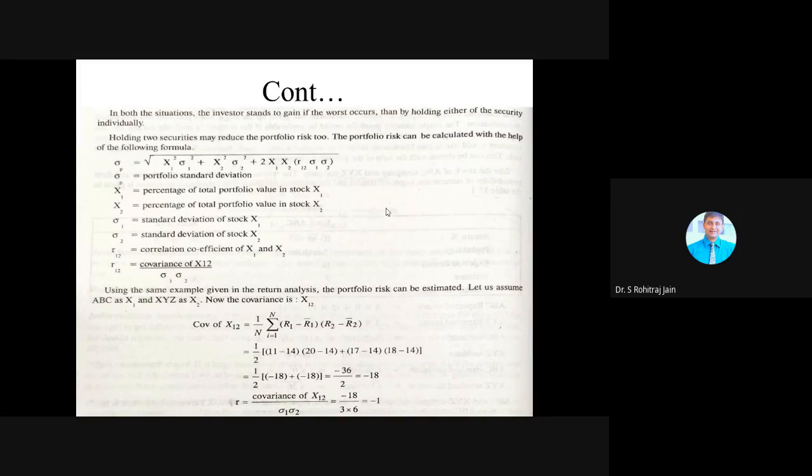So what is the correlation coefficient here? How do we calculate the r value here? That is covariance of x1 x2 divided by standard deviation of 1 into standard deviation of 2, which is equal to minus 18 divided by 3 into 6. What is the standard deviation of 1? We have already calculated, right? That is 3 and 6, 3 of ABC and 6 of XYZ. So minus 18 divided by plus 18, which is equal to minus 1.